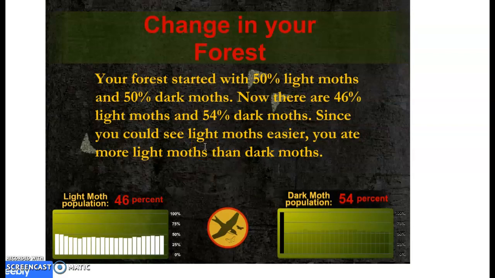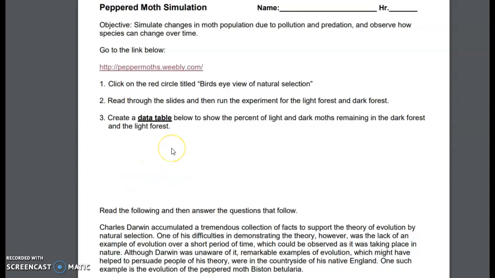I'm drawing a blank on what we just said. I think it was the light forest? I think it was 78. Is that correct? Right? So in the light forest, yes, that was correct. In the light forest, it was 78% light and 22% dark. Those are the percentages that you use here.